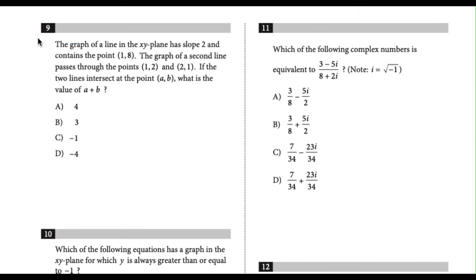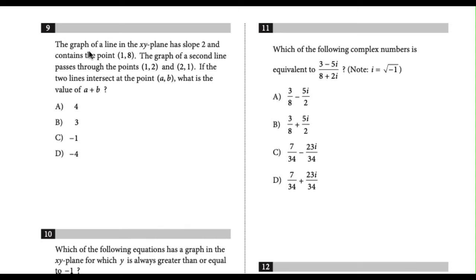Number 9. The graph of a line in the xy plane has slope 2 and contains the point 1, 8. The graph of a second line passes through the points 1, 2 and 2, 1. If the two lines intersect at point A, B, what is the value of A plus B? The first thing we're going to do for this question is find the equation of each of the lines. Then we need to set those two equations equal to each other and figure out what the point of intersection is, and then finally we can add them.